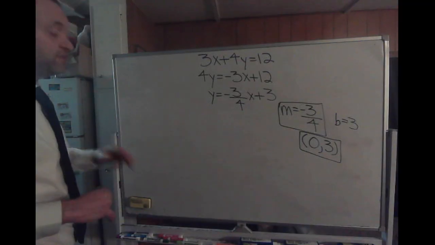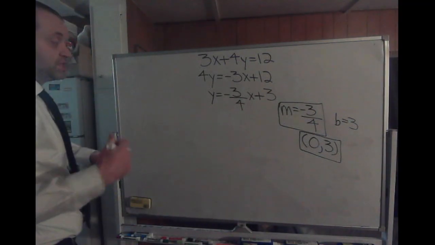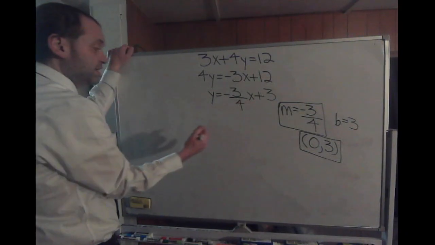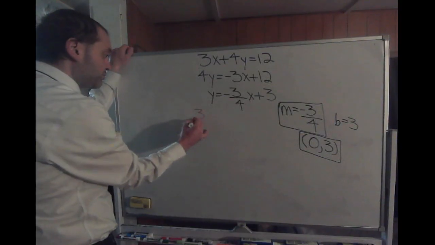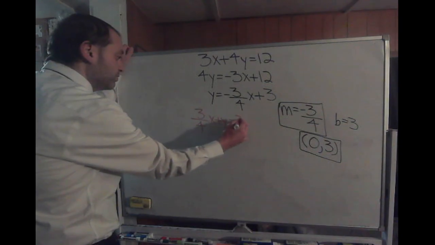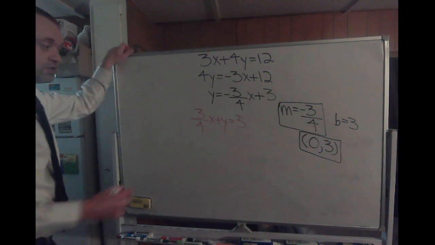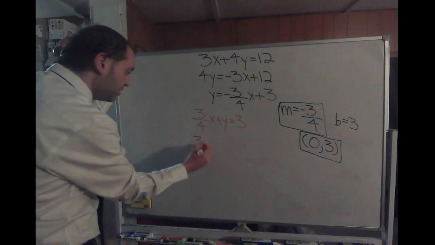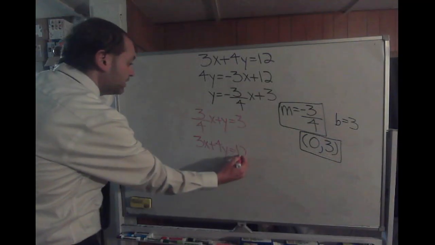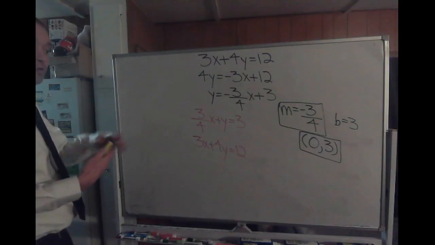Now, if you were asked to convert this back into standard form, you're going to get your x and y terms together on one side, and keep your constant on the other. This would look like 3/4 x plus y equals 3, which again, we don't want a fractional coefficient on your x or y terms, so multiply everything by 4, and you would get 3x plus 4y equals 12. You're back to where you started. All right, two more problems.